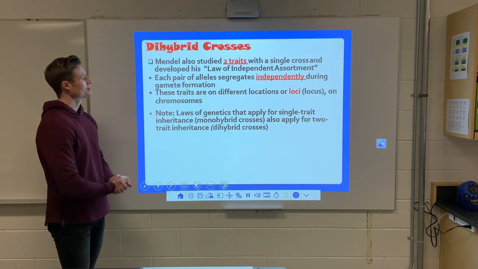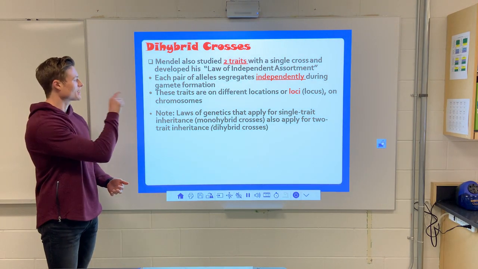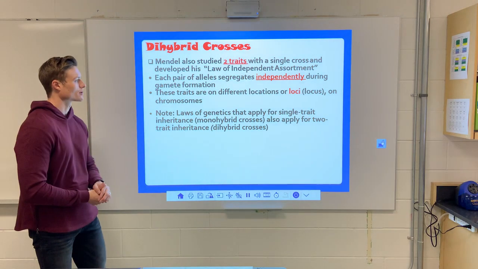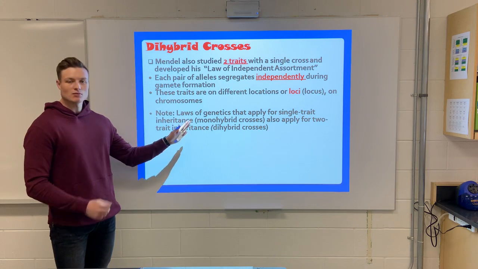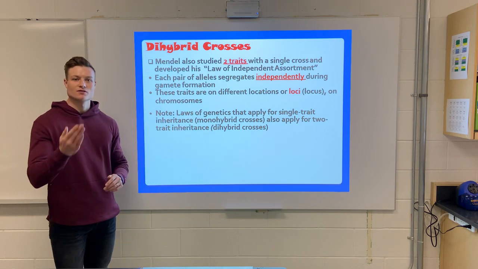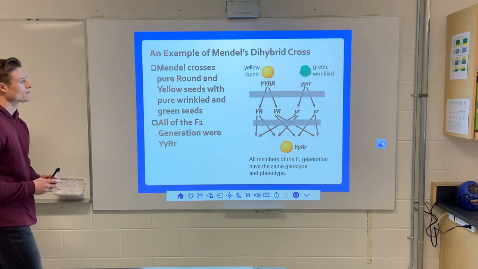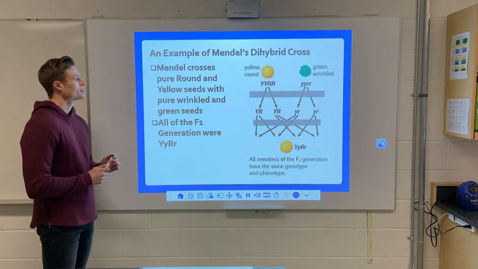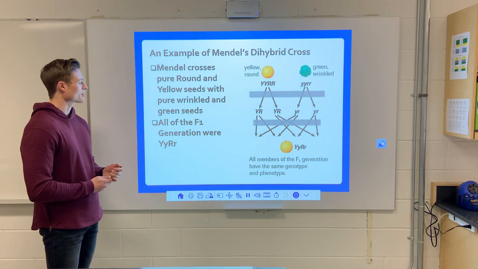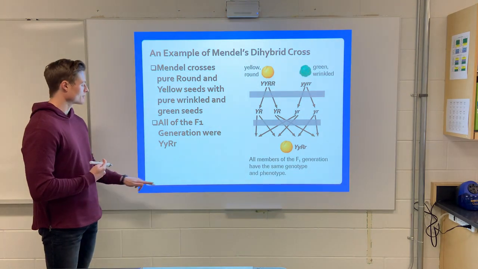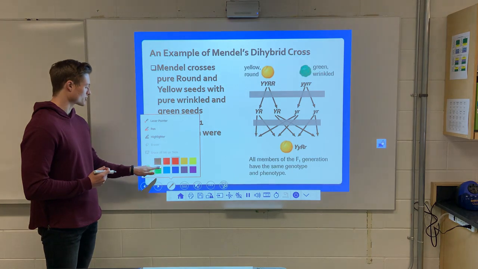So this of course leads into dihybrid crosses where we're looking at two traits assorting themselves independently and they're located on different locations or loci on the chromosomes. So same laws apply as a monohybrid cross for this dihybrid cross. So let's get into it. What are we going to do here? Well, let's say we're going to cross yellow seeds that are round with green seeds that are wrinkled. All right, yellow being the dominant trait and round being the dominant trait.